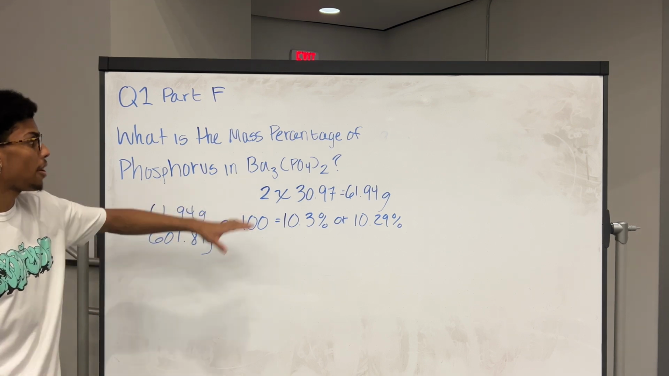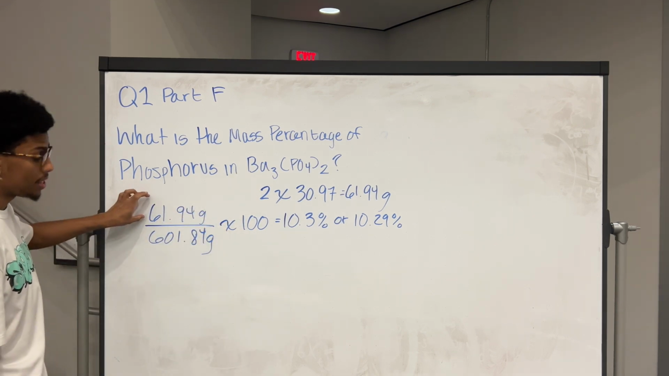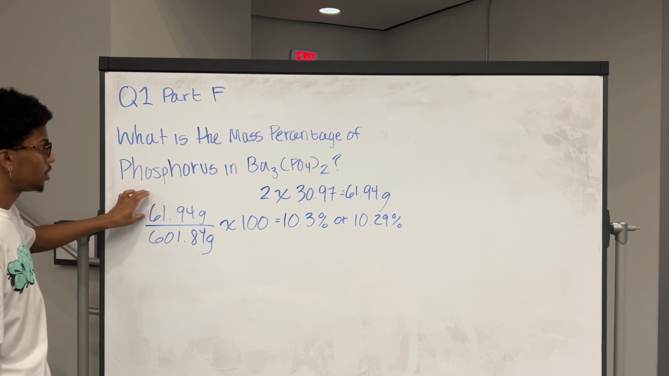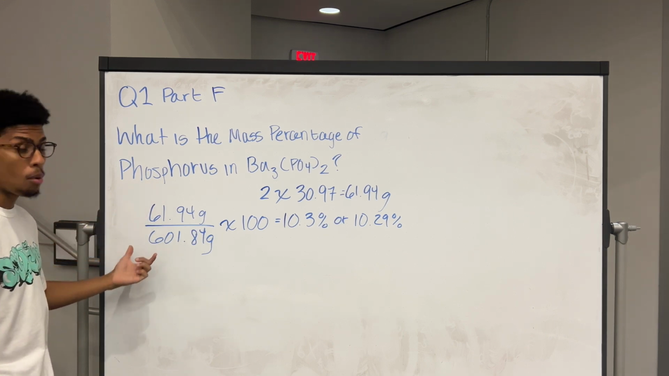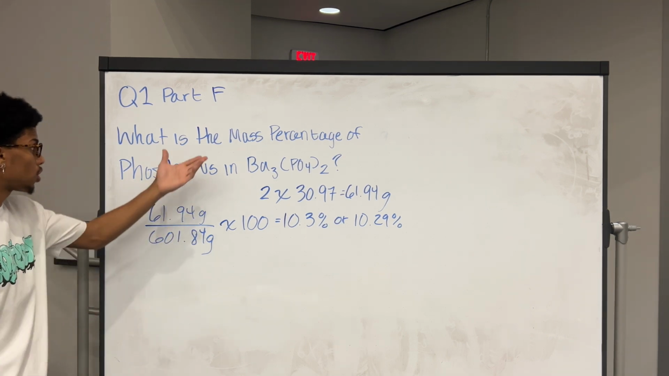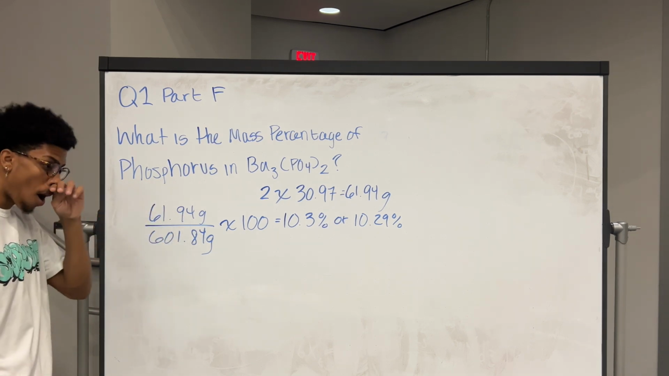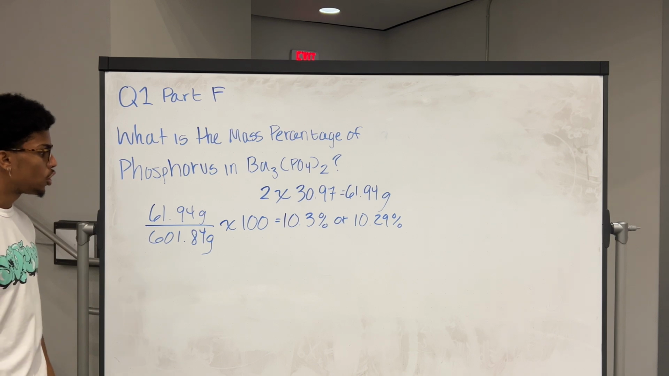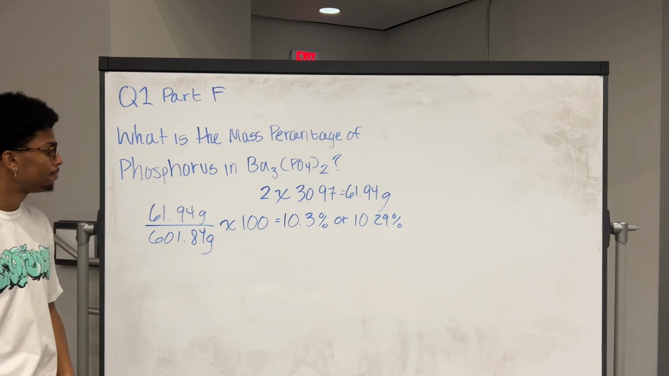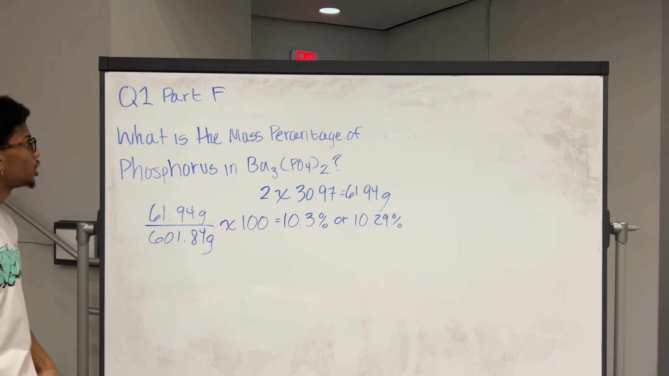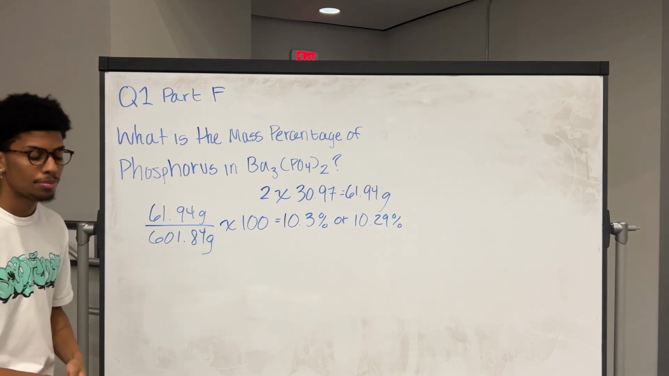It could have asked for barium. It could have asked for oxygen. This number is the only thing that's going to change. This is always going to be the molar mass of the entire compound. No matter what this question asks you for, barium, phosphate, or oxygen, you're just going to change that top part to figure out the ratio of the whole. So that's how you solve question 1, part F.